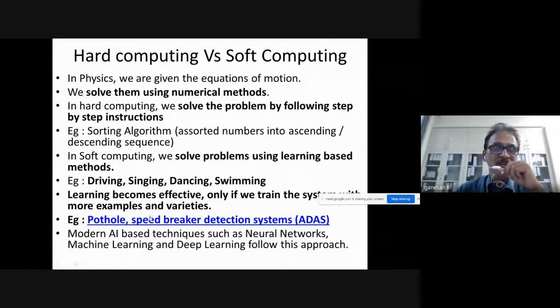Again, these are quite often changing. There is nothing like a static system. So now let's see how we solve this kind of problem. Again, this kind of problem can be solved using soft computing techniques.